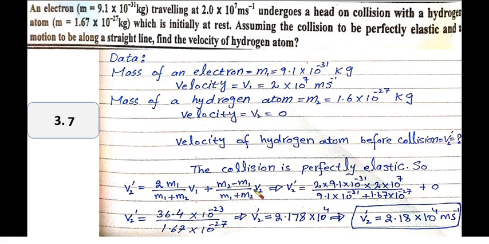The whole second term will be 0 and we get only this term, and after calculating we find v2 prime, the final velocity after collision, will be 2.178 × 10^4. But we can write this according to significant figures: 2.18 × 10^4 meters per second.